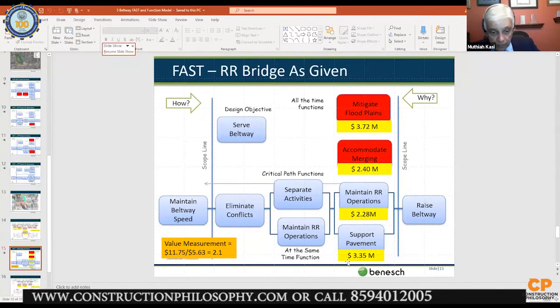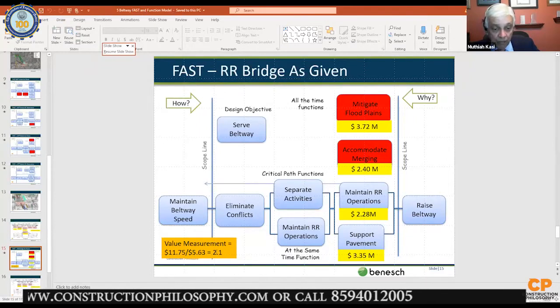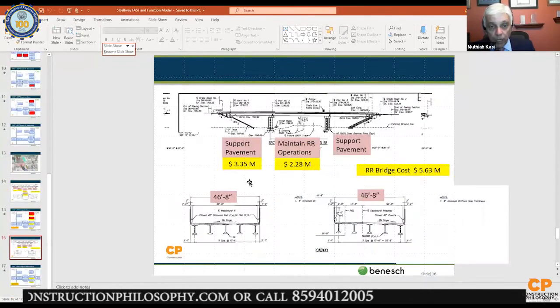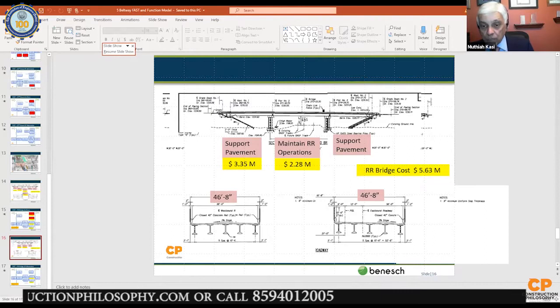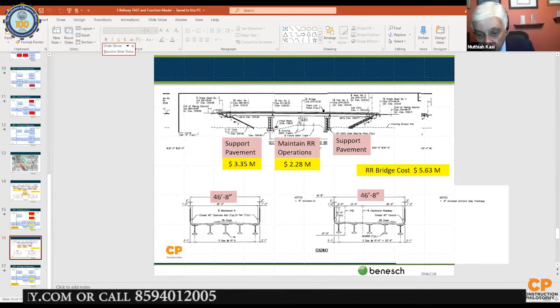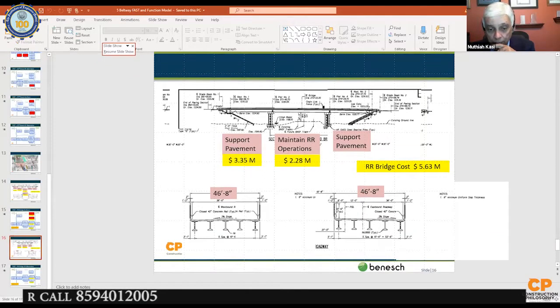The cost of this is only 5.6. So the value measurement says it's a 2. Then he said, okay, we are going to regrade the floodplain so that it goes through the creek, not through this one. So I can only have one span for the railroad and the support. Now, I also moved the interchange away from it so that I don't need to add that third lane. So now the cost becomes 5.63 million.